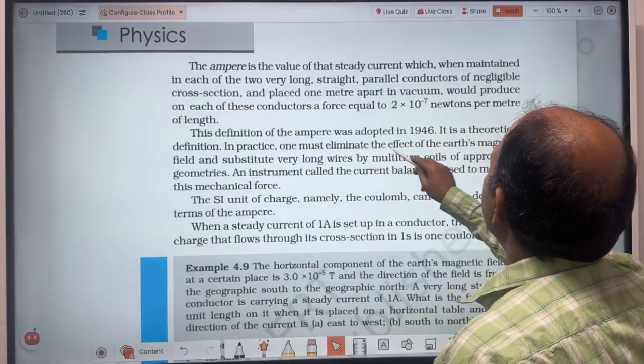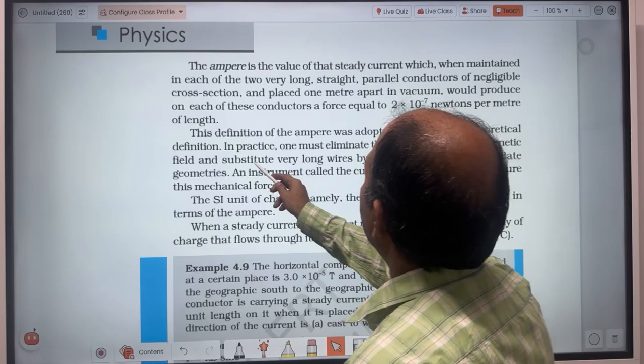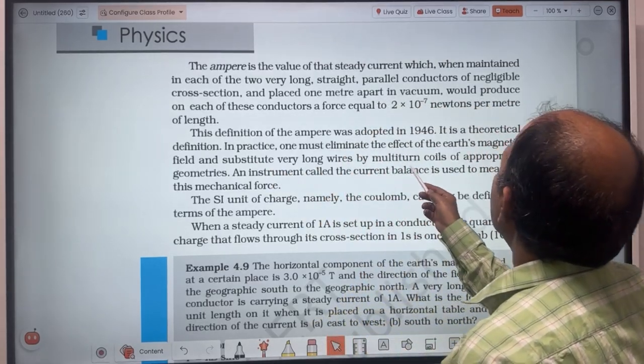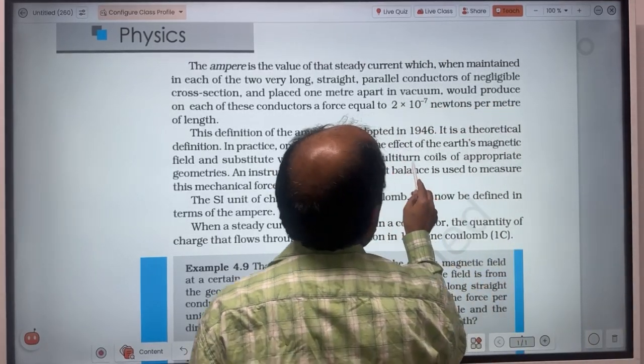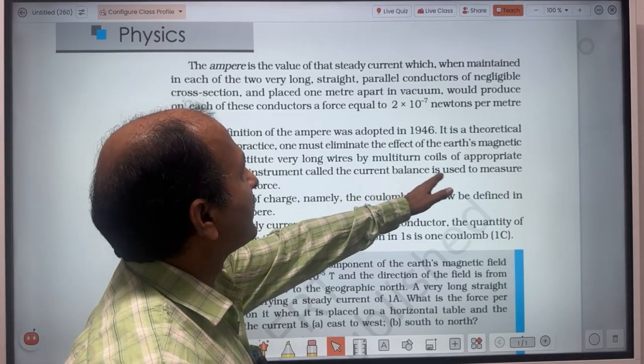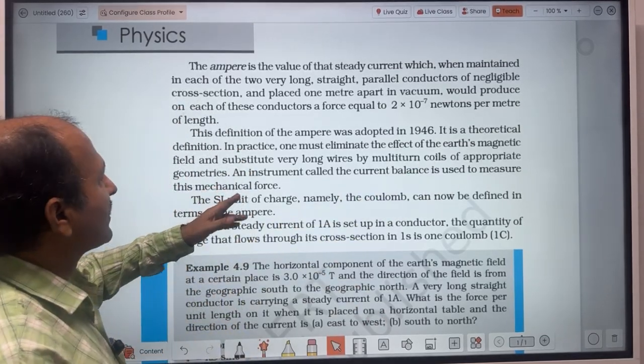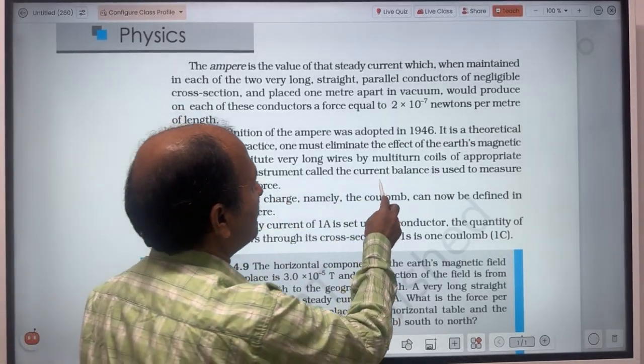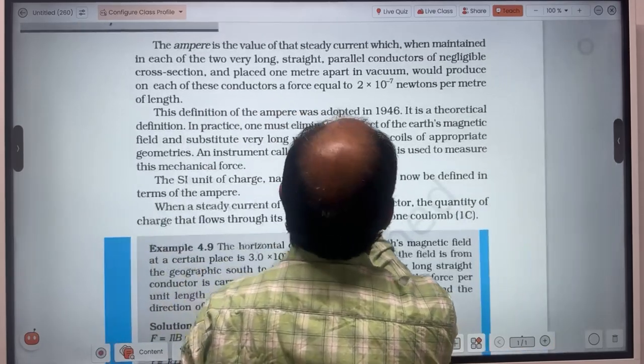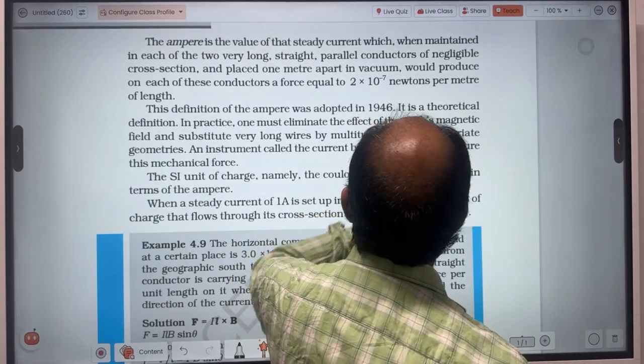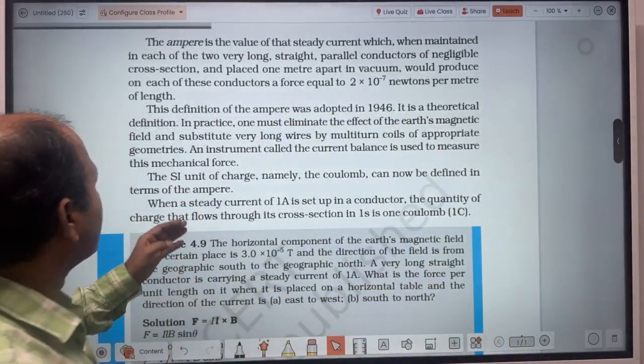In practice, one must eliminate the effects of the Earth's magnetic field and substitute very long wires by multi-turn coils of appropriate geometries. An instrument called the current balance, you will study about it. So an instrument called the current balance is used to measure this mechanical force.